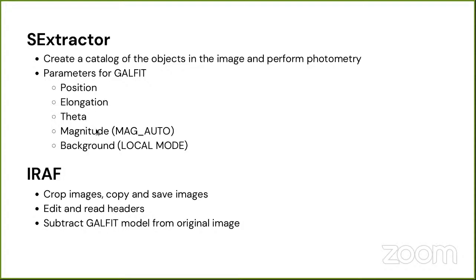And it also performs a little bit of photometry, so it gives you an estimate of the magnitude of the galaxy. I used specifically the Mag Auto. And it also gives you an estimate of the sky. It's the background. I ran Source Extractor in local mode, so it estimates the sky very close to the galaxy. I thought this was a better estimate. And I also used IRAF to manipulate the images, crop them, edit the headers, and to calculate the residuals that I'm going to show you.